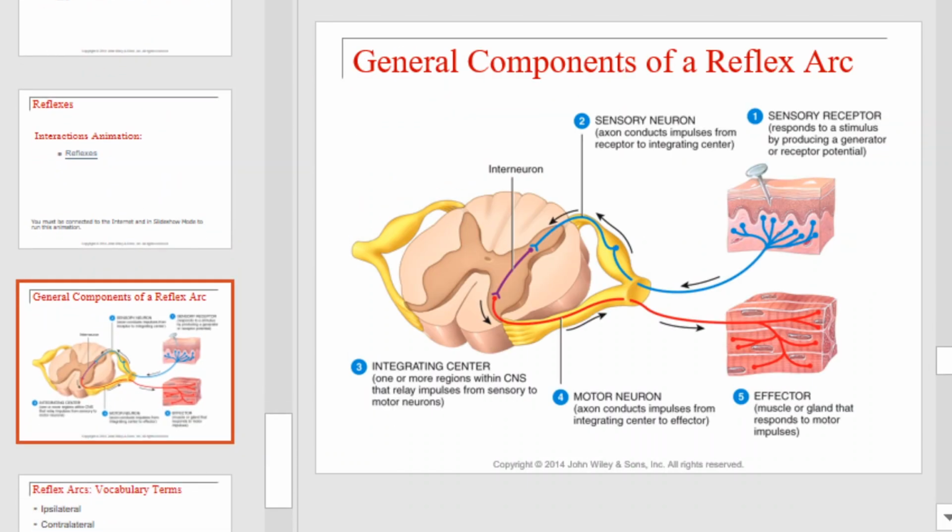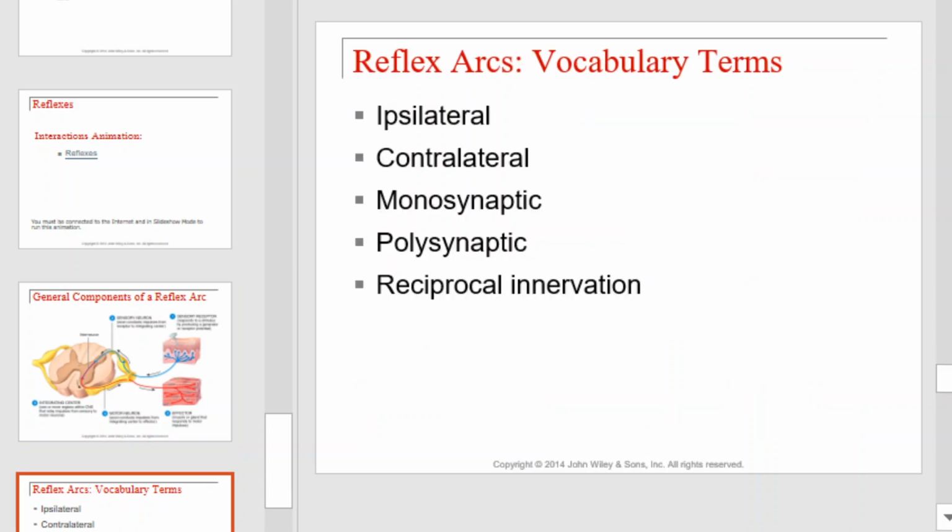This is an illustration of a simple reflex arc. Note that a sensory receptor receives a stimulus, in this case a nail or a pin in the skin, and that stimulus is sent through a sensory neuron into the spinal cord, where an interneuron integrates that stimulus and generates an appropriate response through a motor neuron to an effector muscle. Some important vocabulary to remember with regard to reflex arcs is listed here.